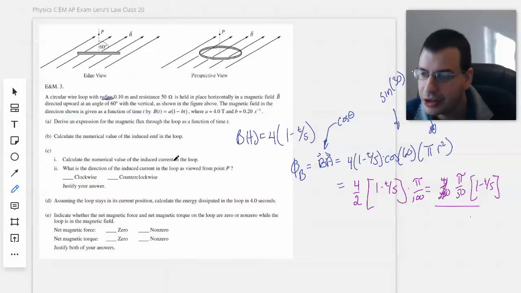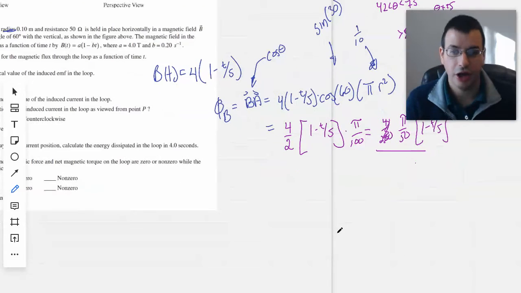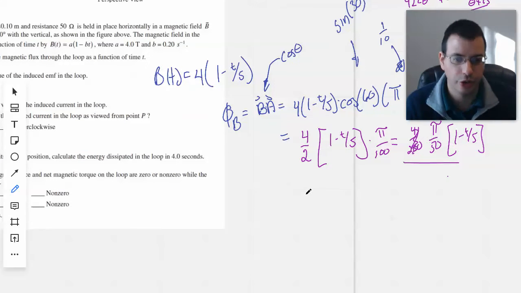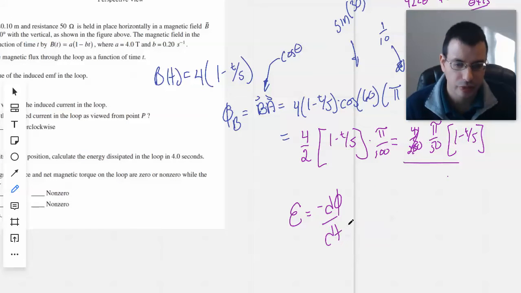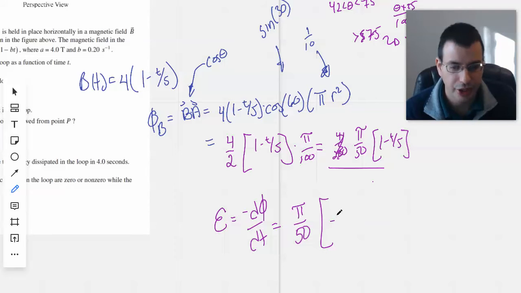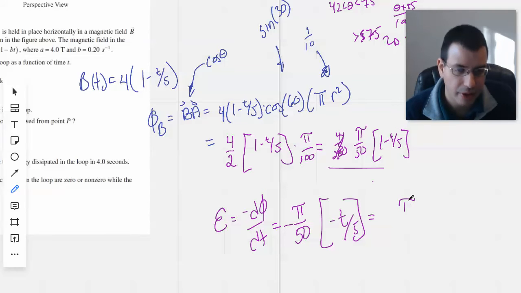Okay. Calculate the numerical value of the induced EMF in the loop. Okay, so this is flux. So we want the EMF. So induced EMF is negative d flux dt, which equals, so this is a function of t, pi over 50 is a constant, and we'll do times negative 1 over 5. Put the negative there, and we have pi times t over 250.